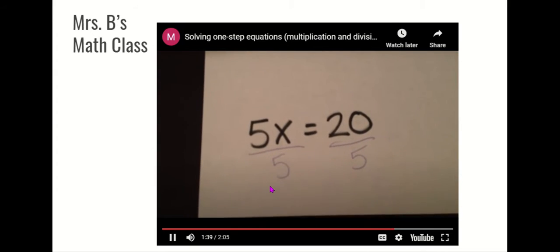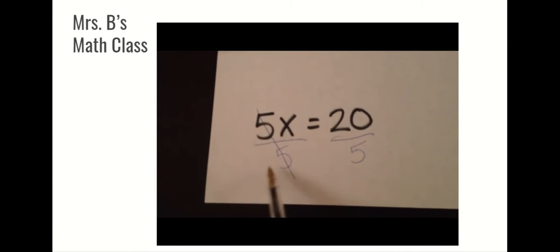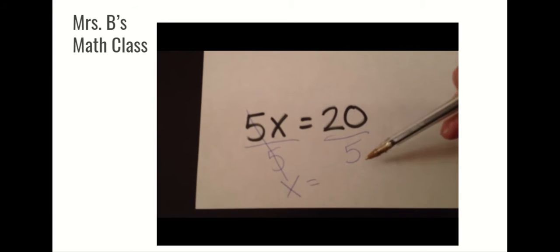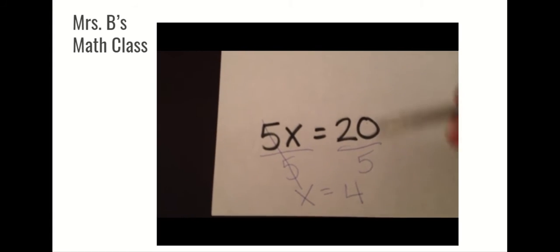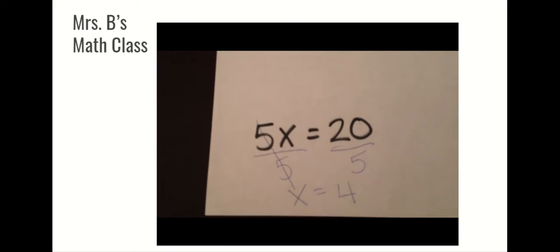No division symbol, just like a fraction. And then the 5's cancel out because multiply by 5, divide by 5 are opposites. And so we have x left on the left-hand side is equal to 20 divided by 5 is 4. So if we plug that in, 5 times 4 is equal to 20. So we know that's correct.